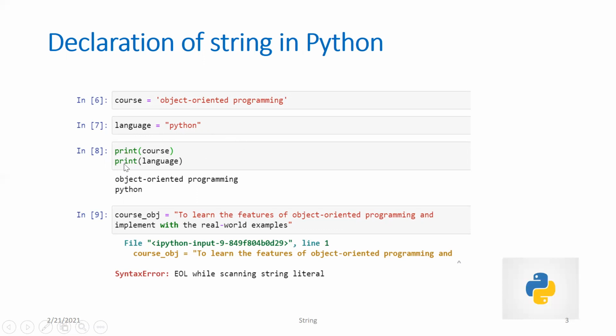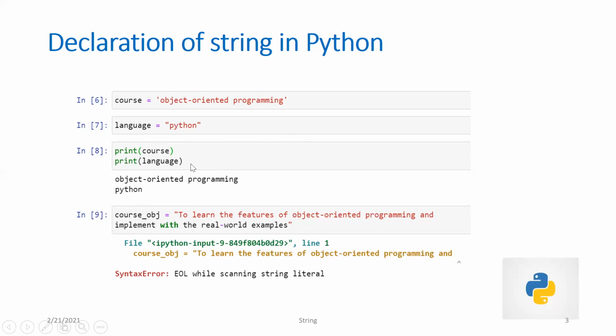If we try to print the values, here I try to print the course value and the language value. Both provide the same type of output. When you print the value of any string variable, there will be no quotation mark in the output. But if you try without the print function, then it will provide the output with a single quotation mark. If you try at home, that means if I write only course in this cell and see the output, then we will get object-oriented programming with a quotation mark. But when I see the value of course inside the print function, it is shown without quotes. So it's not a big deal.